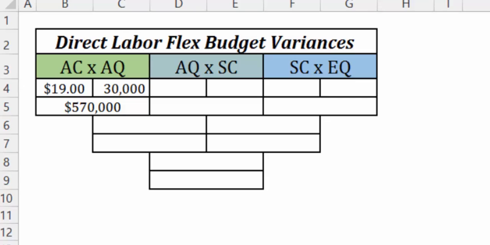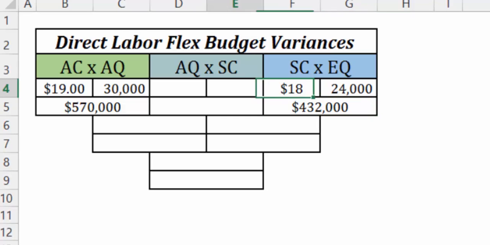For the flex budget amounts, we had an expected quantity of 24,000. That's 2 hours per suit times 12,000 suits that we actually made. And our standard cost for labor is 18. So when I multiply that out, I get 432,000. And that is the flex budget amount.